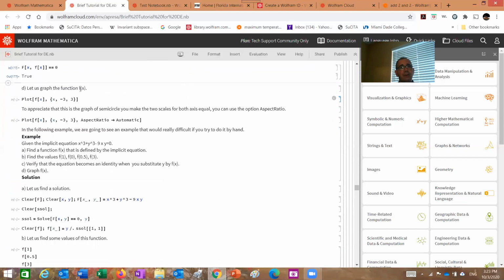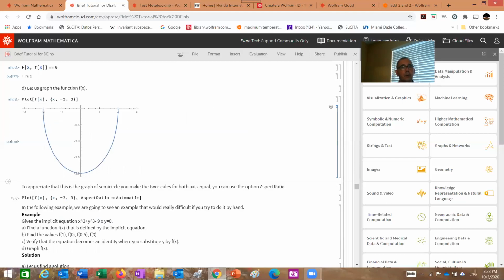Now, let us graph the function f of x. Well, what do you have to do? You have to plot f of x on the interval from -3 to 3. This is the function that we have to use. Okay, then, let's press Shift Enter. Notice that this is the graph.